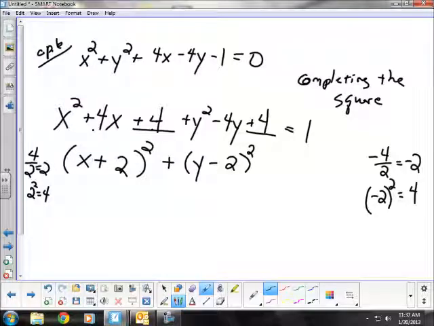Now, here's the trick. This only works if I keep the sides of my equation equal, right? So I added 4 on this side and 4 on this side, so I need to add what? Over here? 8, actually, right? So I got 2 4s, so I actually need to add an 8 to keep that equivalent, so that this side's going to become 9. Done. It's in standard form now.